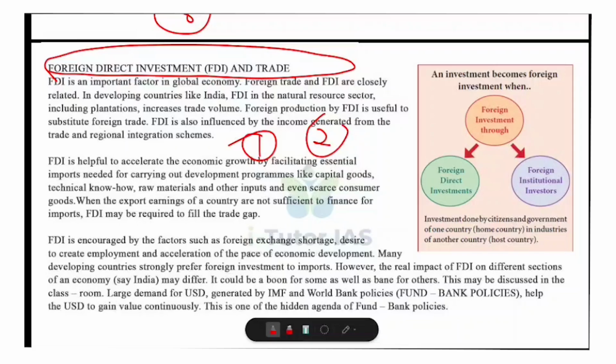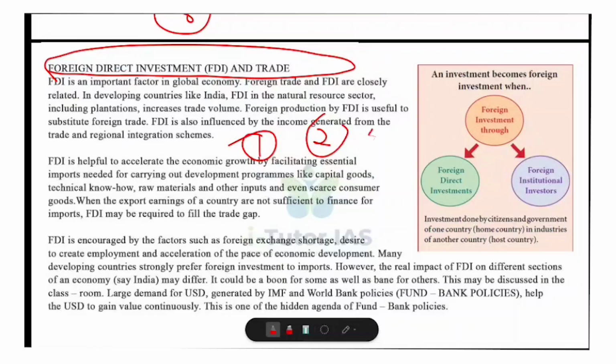Second one, FDI can substitute foreign trade. That means sometimes instead of importing goods, a foreign company sets up local production, and this reduces the need to import while still meeting domestic or export demand. For example, a smartphone company producing phones in India rather than importing from China.